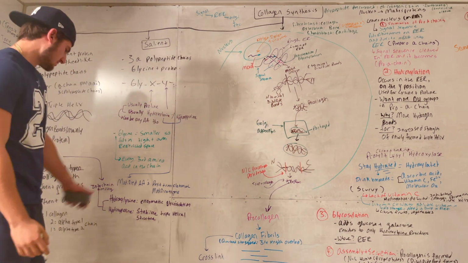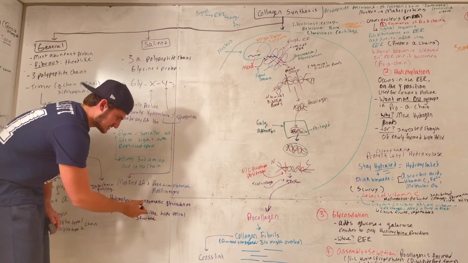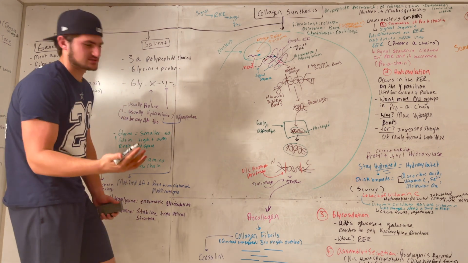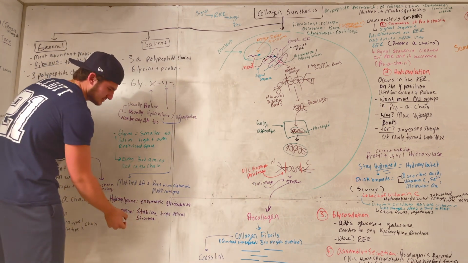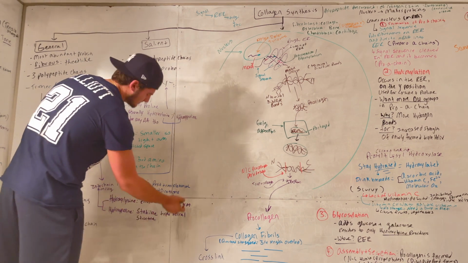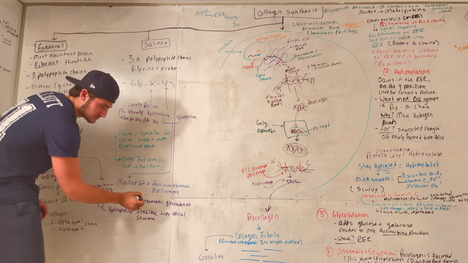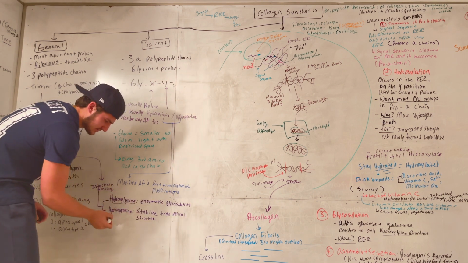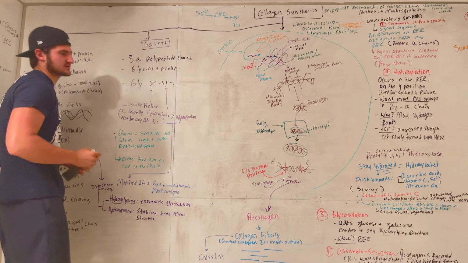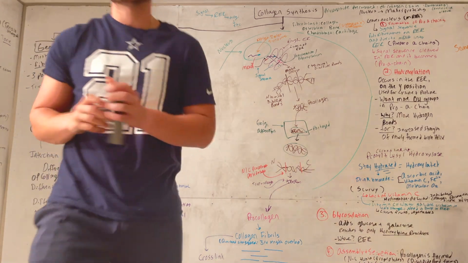Okay. We could say hydroxylysine. This is enzymatic, so it's used for glycosylation. And then hydroxyproline, they stabilize the triple helix structure. Okay, so the lysine is for glycosylation, and then the hydroxyproline is for stabilization of the helical structure.